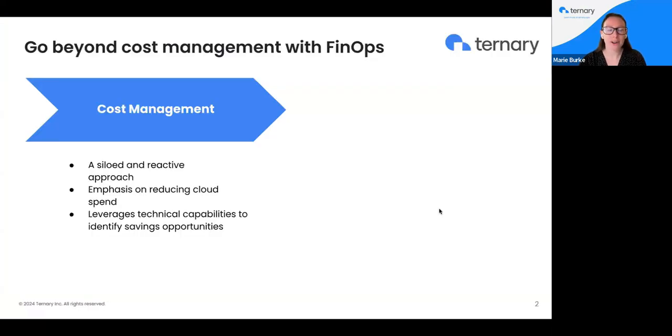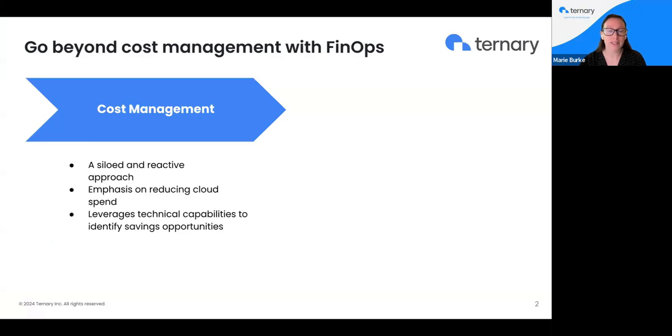So I like to start with some level setting here. Traditionally, a lot of different organizations and practitioners and people in the space like to use the terms cost management, FinOps, cloud financial management, cloud spend management interchangeably. But as part of our philosophy, we really see them being two distinct practices.